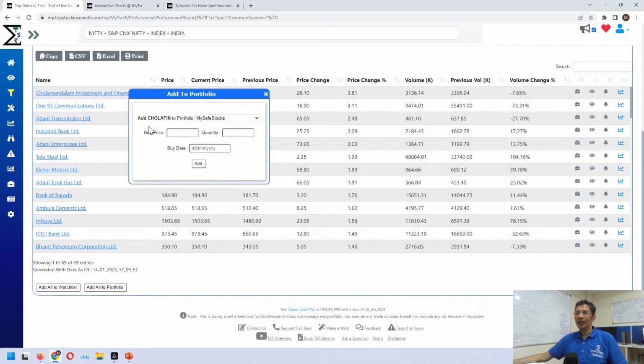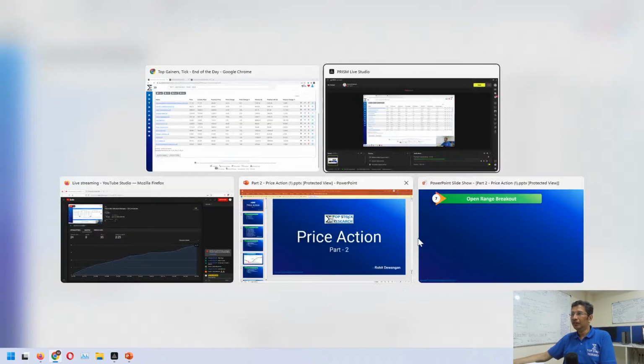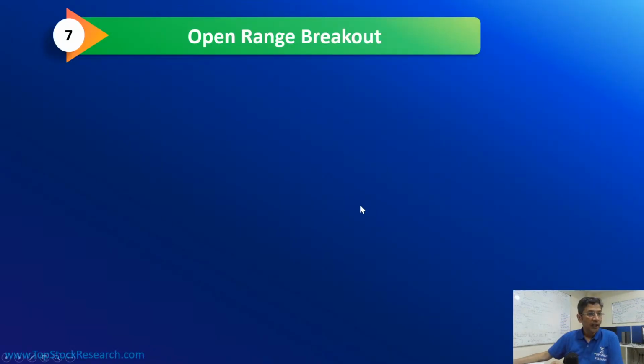So once you are there, click here to trade with the next gen brokerage firm, and then whatever buy price, quantity, target, stop loss, all these things will be provided over here, and then you can trade it. Okay, so that was a slight deviation. Any other question?